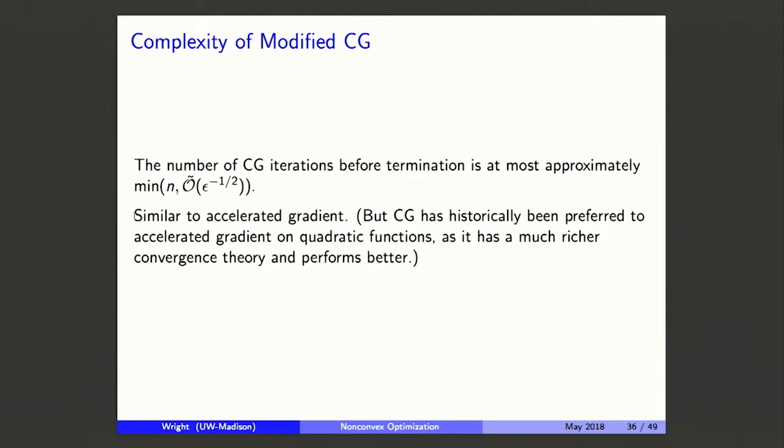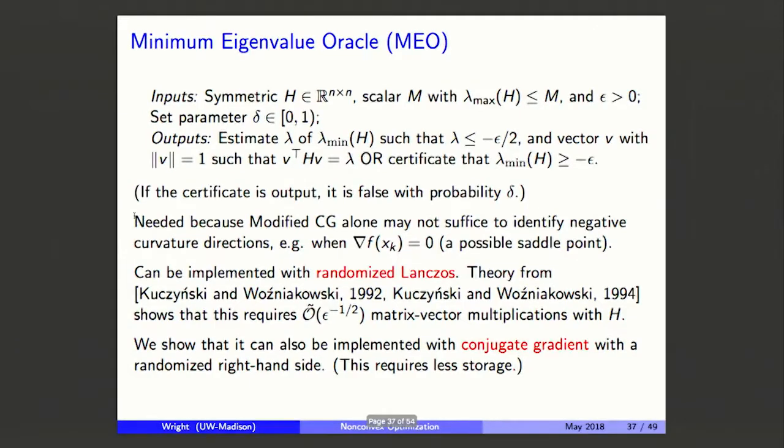And that's a similar sort of rate that you see if you were to apply just a Nesterov accelerated gradient procedure to the same quadratic problem. But conjugate gradient, I think, has better properties. There's a very rich convergence theory associated with conjugate gradient. Its asymptotic theory is similar to accelerated gradient, but I would say that in practice it has much more appealing properties. And so it's nice to show that we can use it and get the same sorts of complexity results as you can get for accelerated gradient. Okay, so that's the conjugate gradient component of the method.